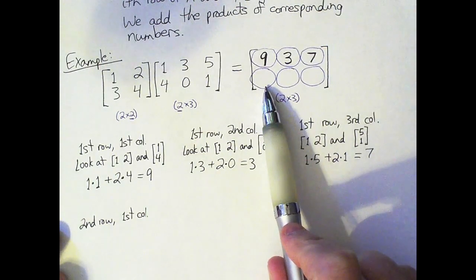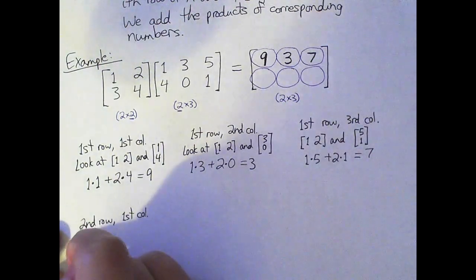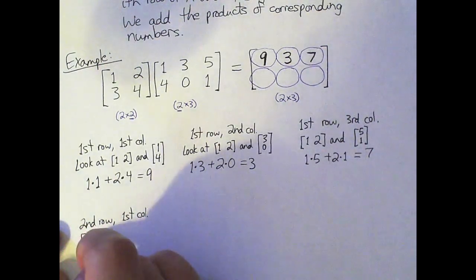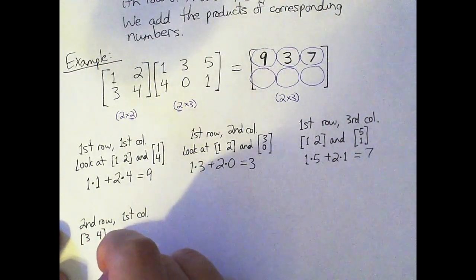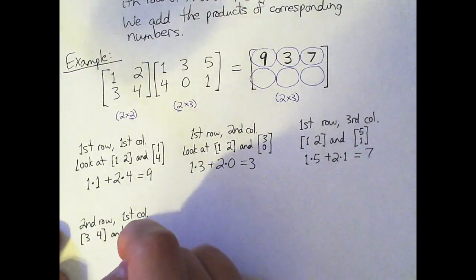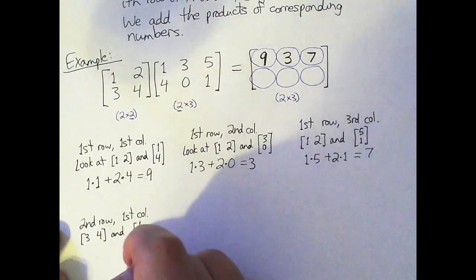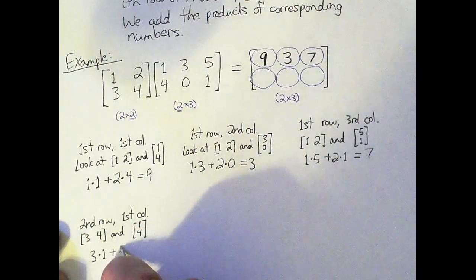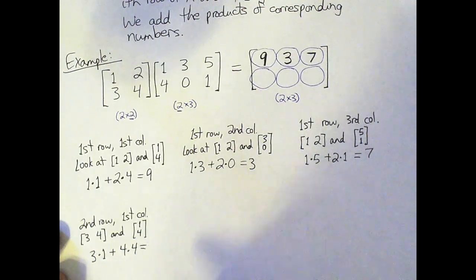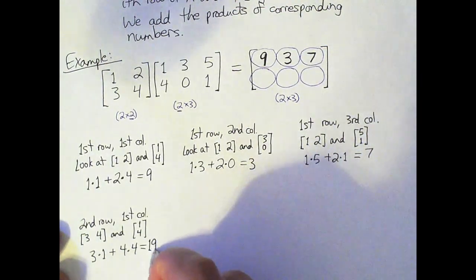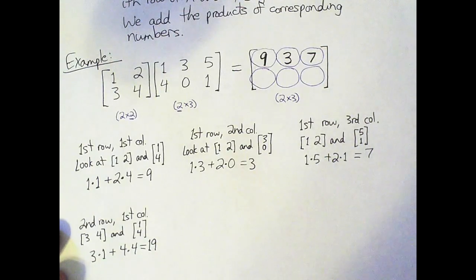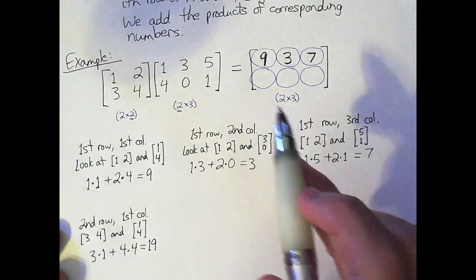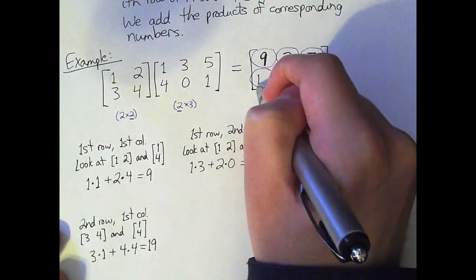Second row, first column. So what we use is the second row of A, 3, 4, and the first column of B, which is 1, 4. So I'm going to do 3 times 1 plus 4 times 4. That's going to be 3 plus 16. I get 19. And I'm going to fill that in up here, 19.